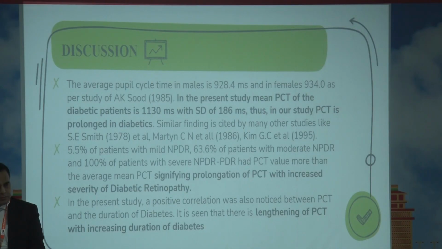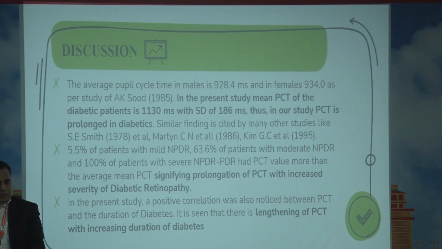Discussion: the average pupil cycle time in males is around 928.4 milliseconds and in females it is 934 as per the study of A.K. Sood in 1985. In the present study, mean PCT of the diabetic patients is 1130 milliseconds with a standard deviation of 186. Thus, in our study, PCT is prolonged in diabetics. Similar findings are cited in many other studies like S.A. Smith, Martin C. and L. and Kim G.C. et al.